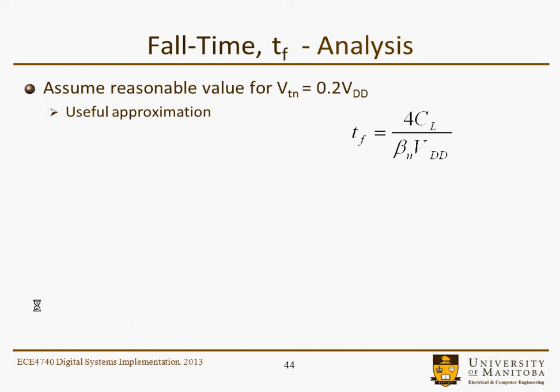In any event, if I start plugging in some values, then when I add TF1 and TF2 together and let the threshold voltage be 0.2 VDD, I come up with a pretty useful approximation for the fall time, which is 4CL over beta VDD. So that's a good one to remember. A good back of the envelope type of calculation for estimating fall time. Is it a reasonable approximation? Well, you can check it against a simulator of your choice, and I'm sure you'd find it's not too bad.